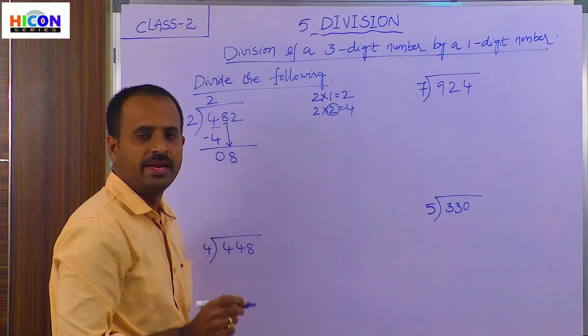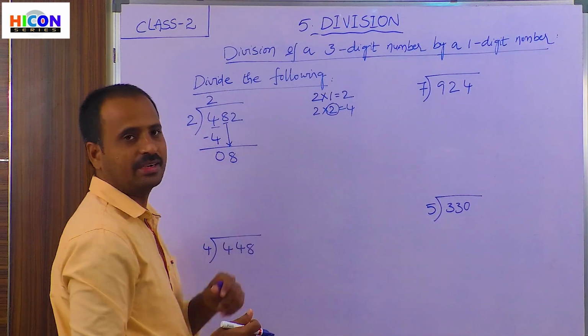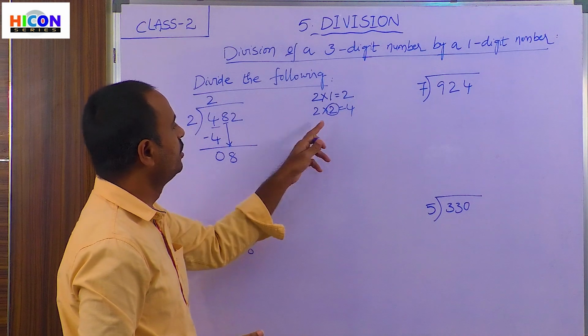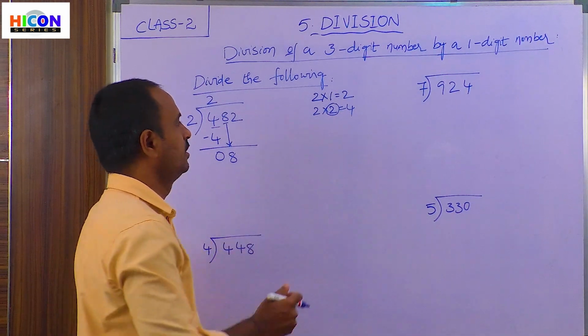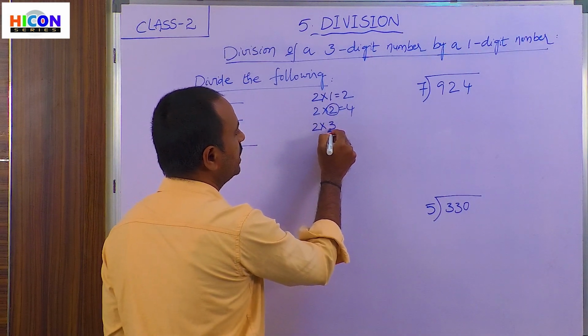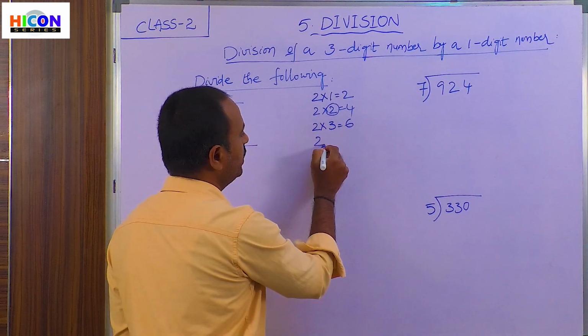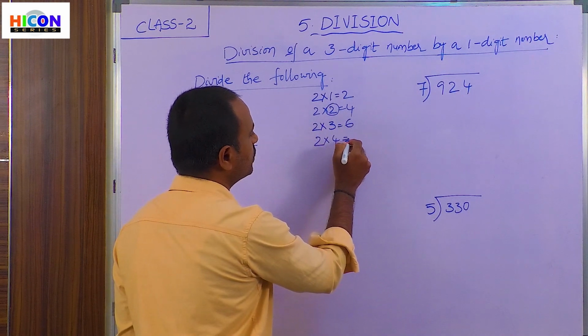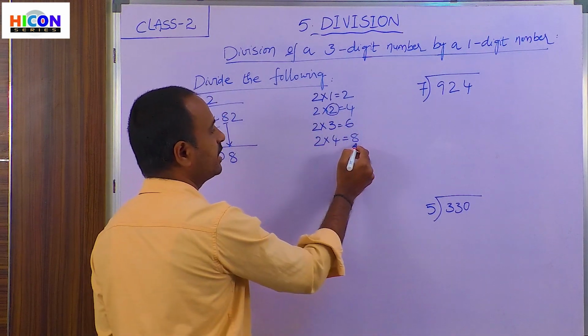So the number becomes 8. So let us find again when did the number 8 come in the second table. So continue to write the second table until we get the number 8. That is, take 3 times: 2 threes are 6, and take 4 times: 2 fours are 8. So now we have got the number 8 in the second table.